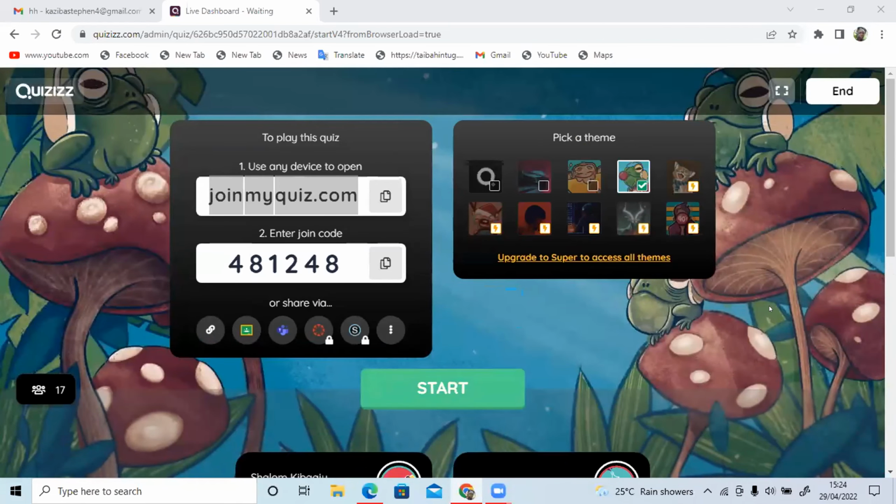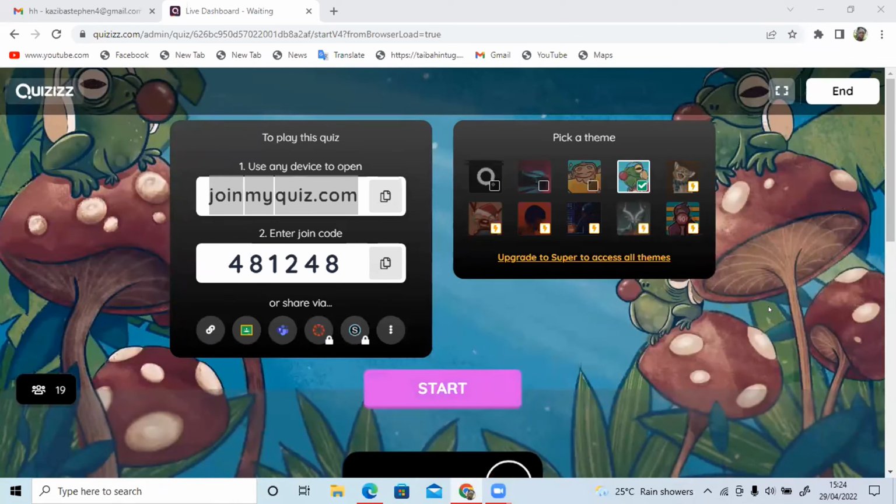That code again? Yes, the same code. Everyone is using the same code. Type in that code, 481248. I'm seeing 19 people have joined. I want to see up to 100. So where should we go?